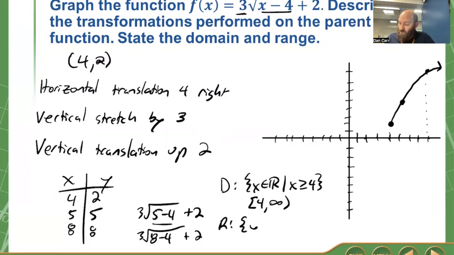In the Y direction, Y is an element of the reals such that Y is greater than or equal to 2. Since 2 is the smallest Y value it goes, and it's just going to go up forever, that's what it looks like there. And in interval notation, it's 2 going up to infinity.